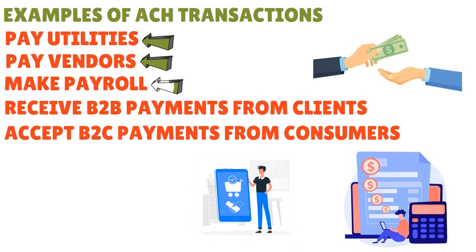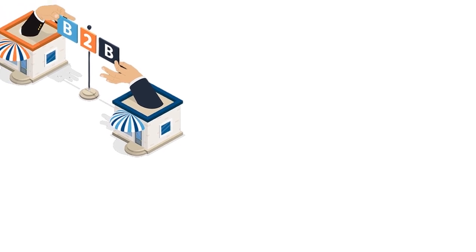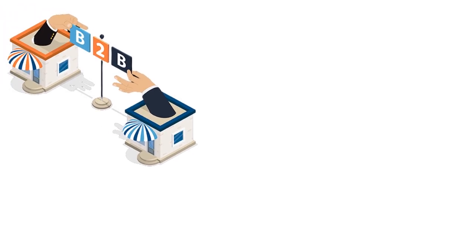You can also make payroll. You can pay your employees through ACH transactions. For the employee, this will be direct deposit, but from your end, it will be ACH transactions. You can also receive B2B payments from clients. B2B here means business to business, so this applies to your business clients. Your business client can pay you through ACH transfers every single month, the same way you pay vendors.